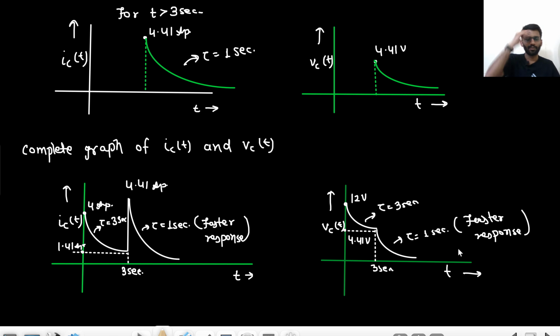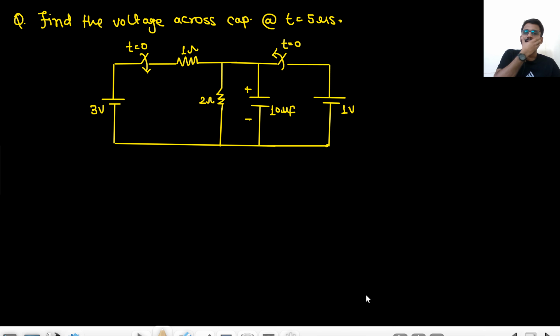So this will be the waveform. So this was a very, very good question. Okay, let's move on to the next question. We have to find the voltage across the capacitor at t equals 5 microseconds.